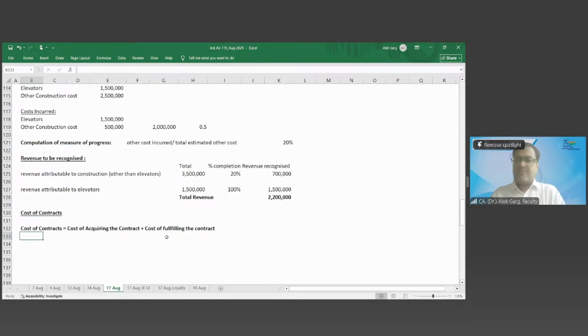There are 2 kinds of contract cost: cost of acquiring the contract and cost of fulfilling the contract. One, when you have to acquire the contract, and one, when you need to fulfill the contract. For example, the company has entered into a bidding for getting a contract for 1,000 kilometers of roads.